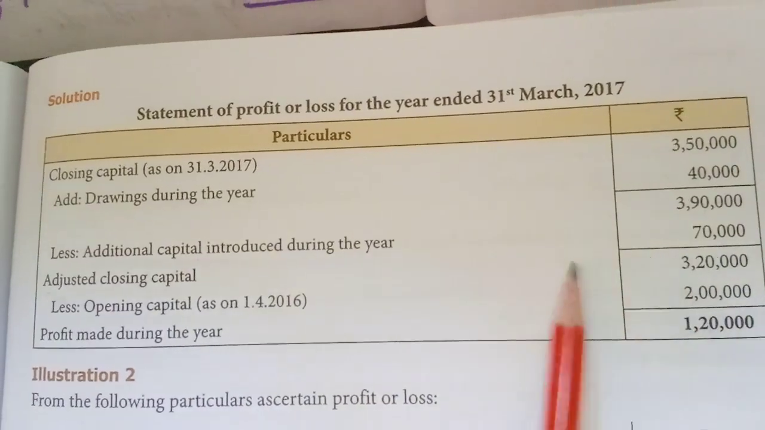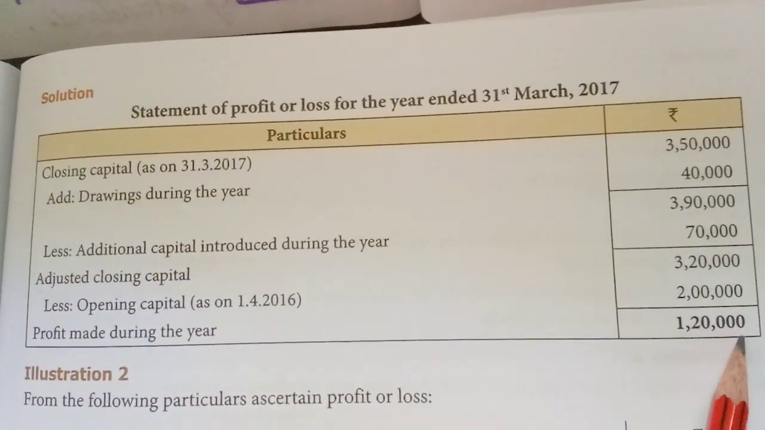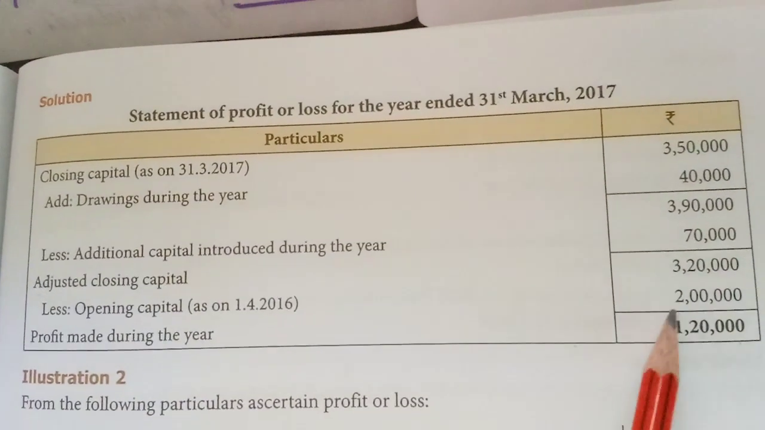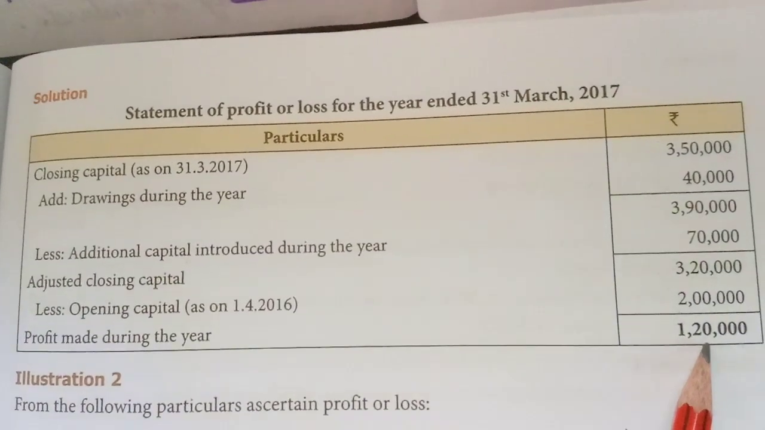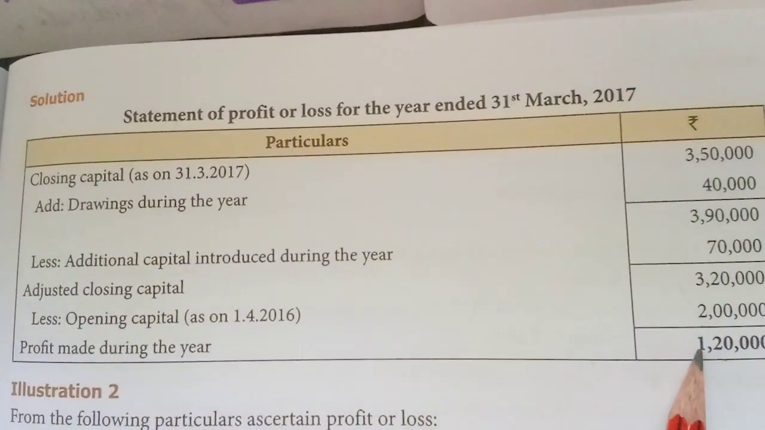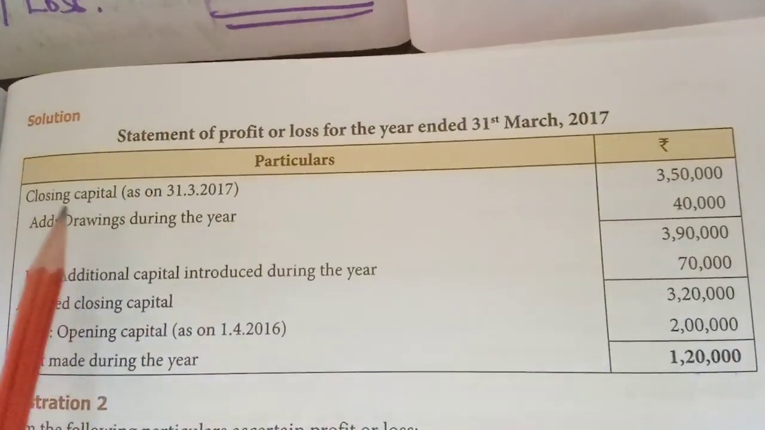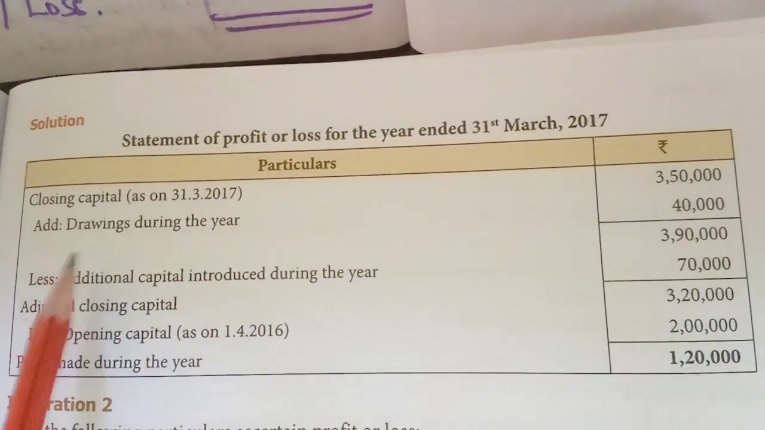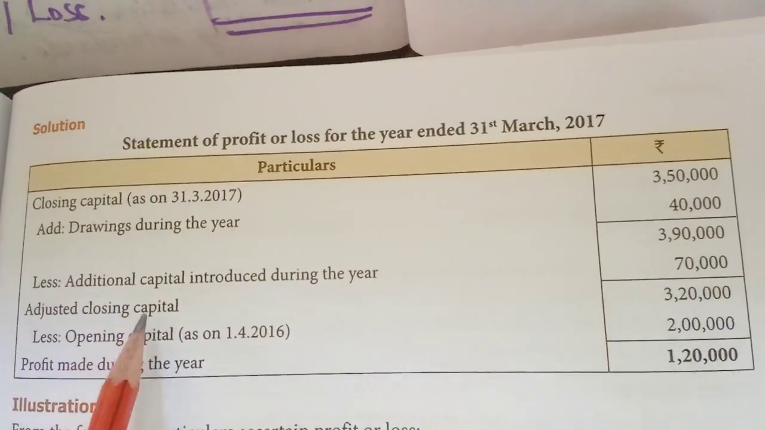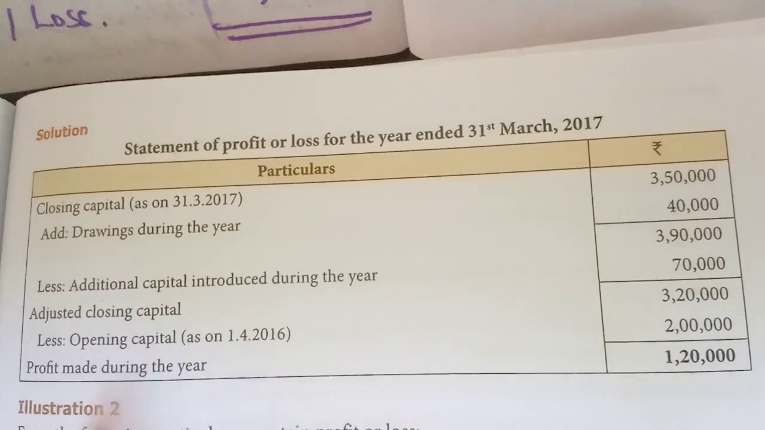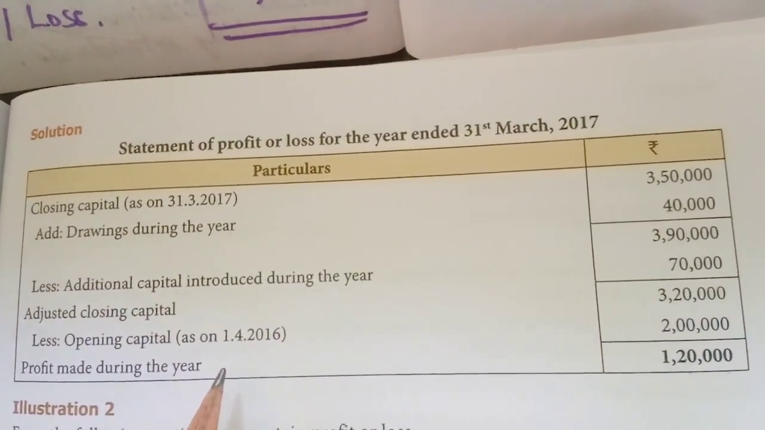Since this adjusted closing capital is more than the opening capital, we get profit. I have explained the same thing already. Since the opening capital is less, we get profit. Otherwise, we would have got a loss. Now you might have understood. You have to learn: closing capital, add drawings, less additional capital. That amount is the adjusted closing capital, less opening capital, gives the profit. Now you have understood. Shall we do the problem now?